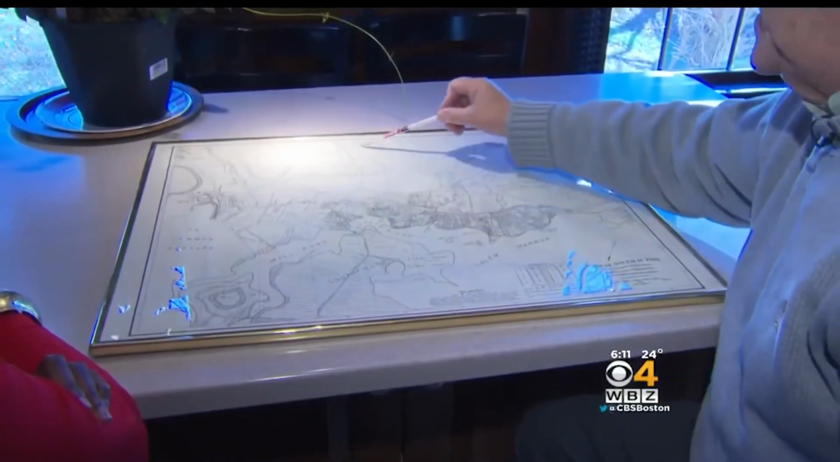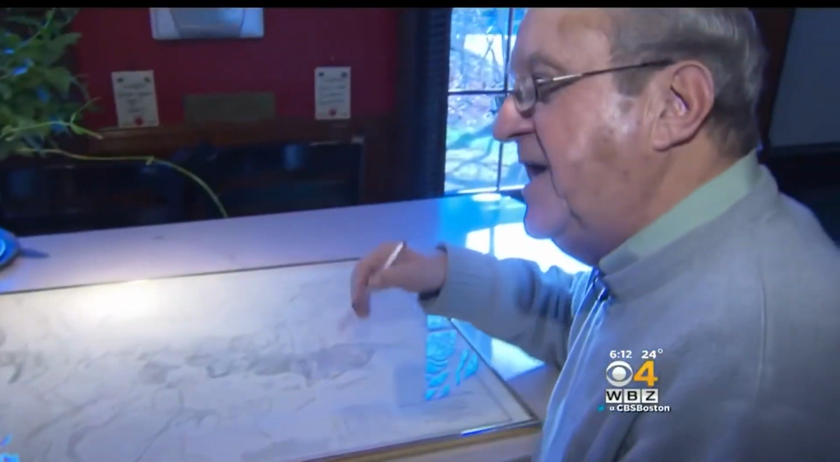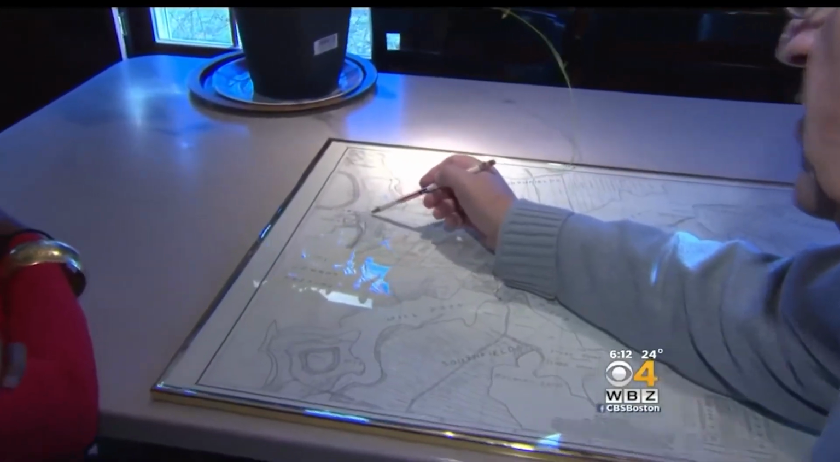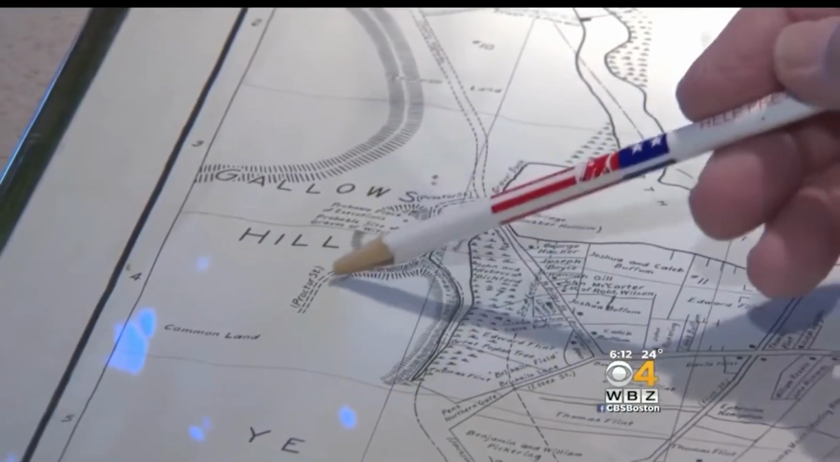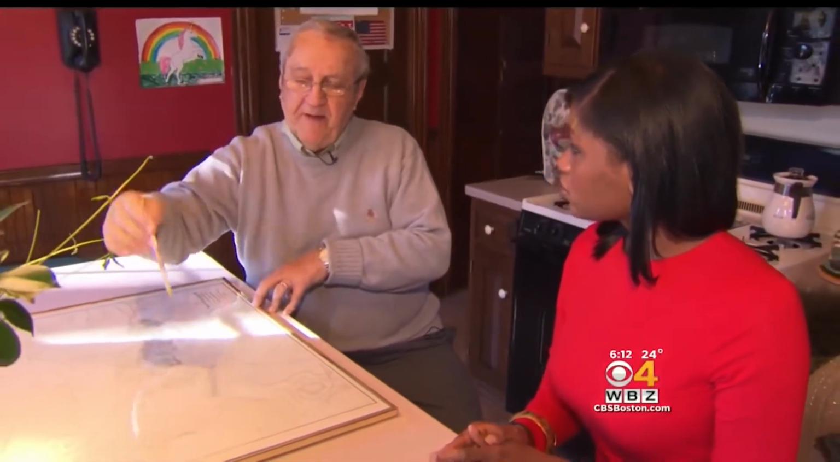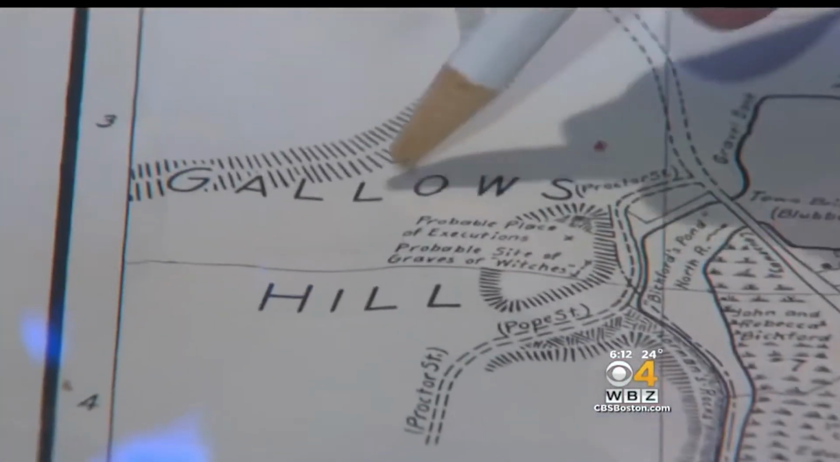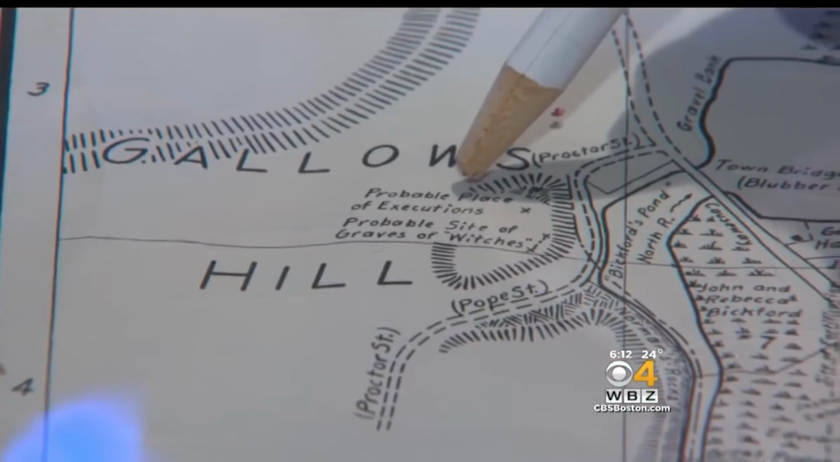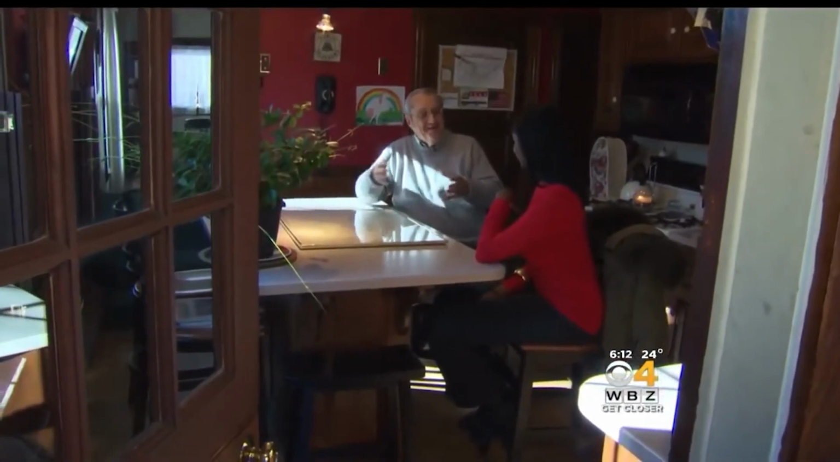The markings on this map, 1700, that 72-year-old Thomas Brophy has kept in his family. And this area here shows what was, as it says here, Gallows Hill. It coincides with what the city of Salem confirms this week to be the exact site of the infamous hangings of 19 people. It's the probable place of executions from the 1692 Salem witch trials.